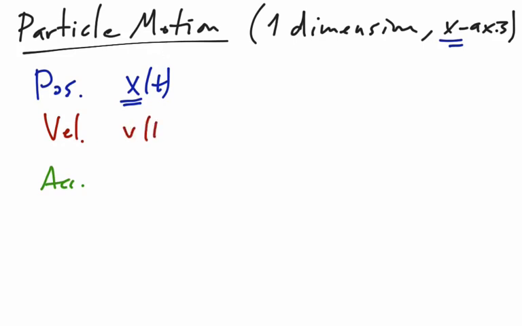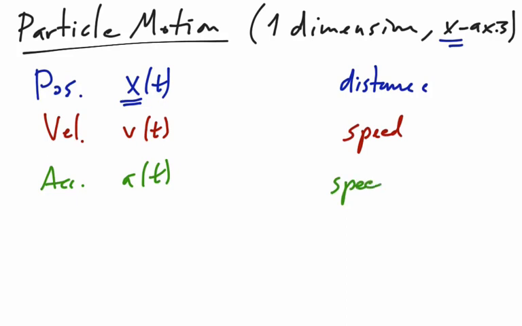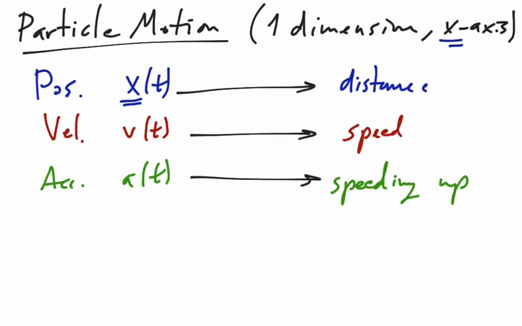Velocity is usually v of t, and acceleration is usually a of t. So we'll learn about those three and the relationship between them. We will also learn about three other things: distance, speed, and how to tell whether or not a particle is speeding up or slowing down. If you notice, I did color coordinate these because there's a relationship from position, velocity, acceleration to distance, speed, and speeding up. They're not the same, but there's a relationship here, and we'll talk about that later in the video.